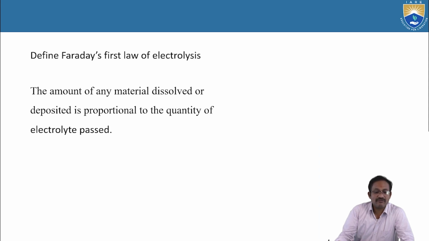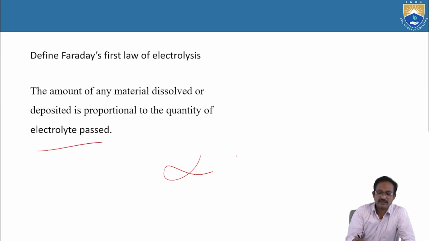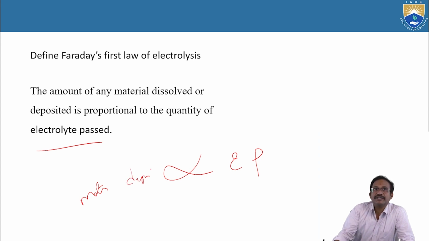Define Faraday's first law of electrolysis. The amount of any material dissolved or deposited is directly proportional to the quantity of electricity passed.